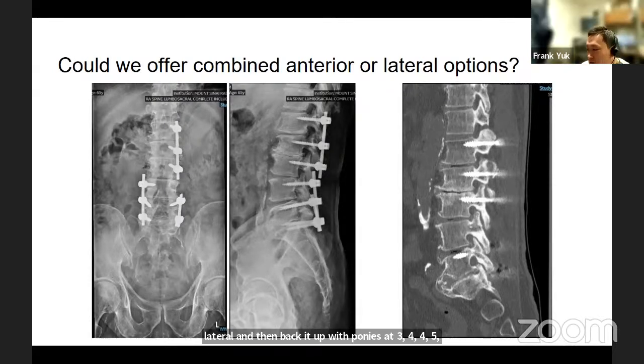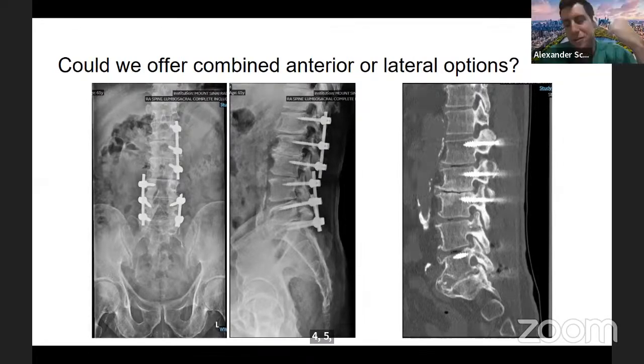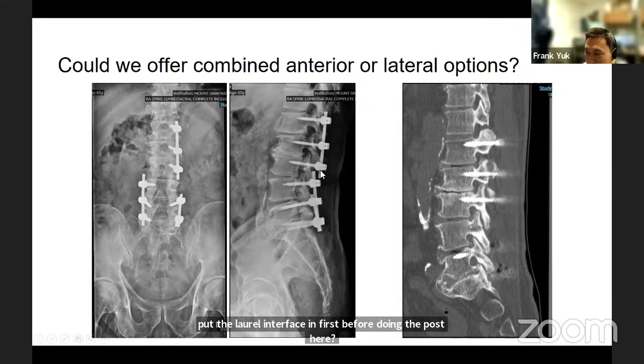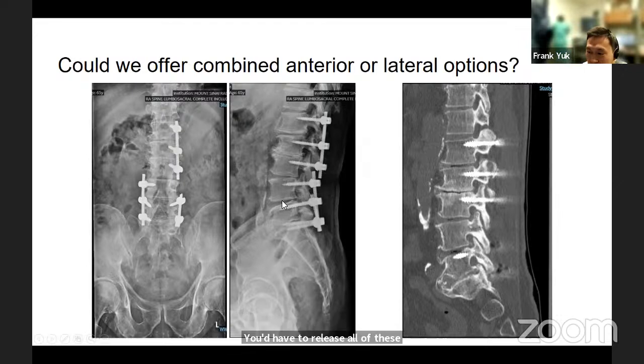Are you going to be able to create any lordosis with the rods in there? No, sorry. This is after you're taking all the instrumentation out. But I'm saying you would put the lateral interbodies in first before doing the posterior instrumentation. So you'd have to do a back-front-back, basically, right? You'd have to release all of these screws and do your lateral instrumentation. You could do an ALIF at L5-S1. However, you'd have to break this fusion construct, which is challenging to do.